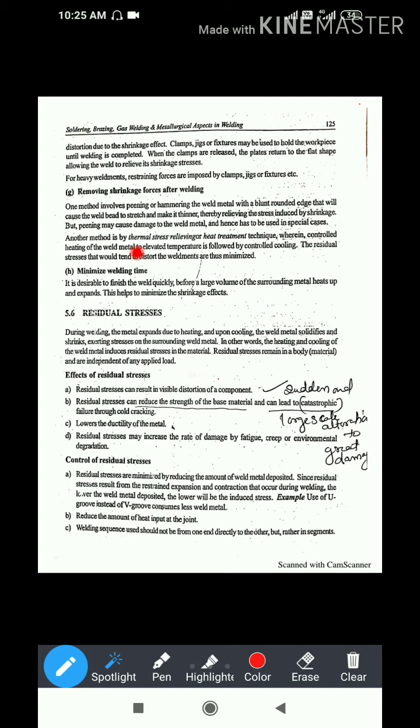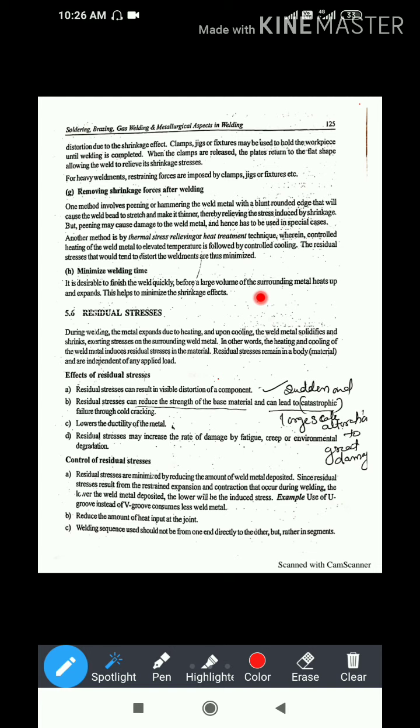Minimize the welding time. It is desirable to finish the weld quickly, before a larger volume of the surrounding metal heats up and expands. This helps to minimize the shrinkage effects. So this is also one of the important ways to control the shrinkage effects. Start the weld and finish the welding operation as fast as possible.